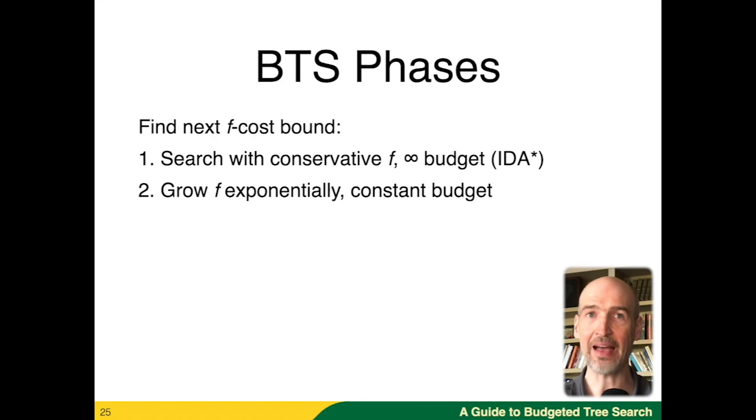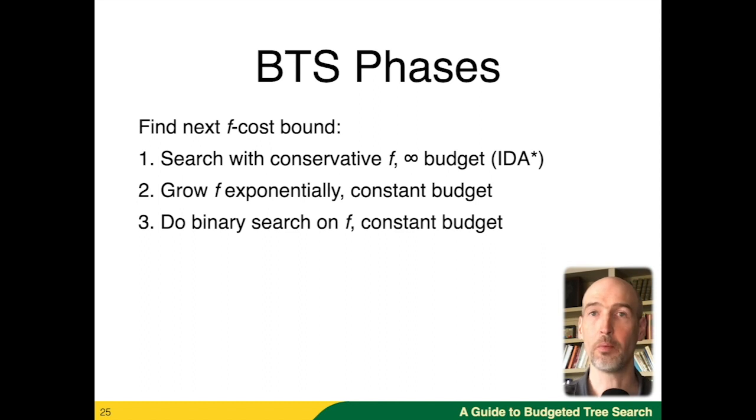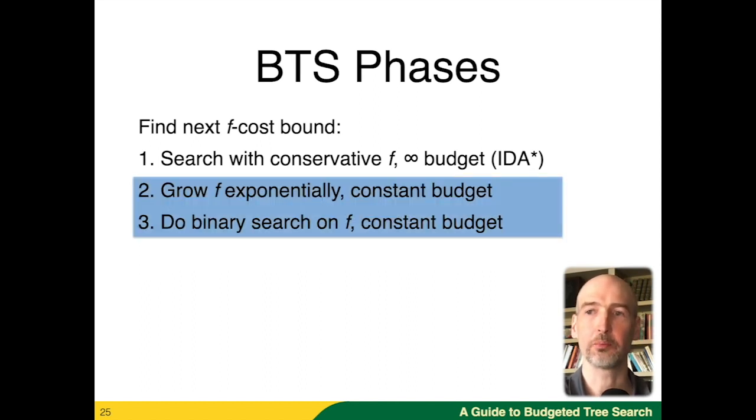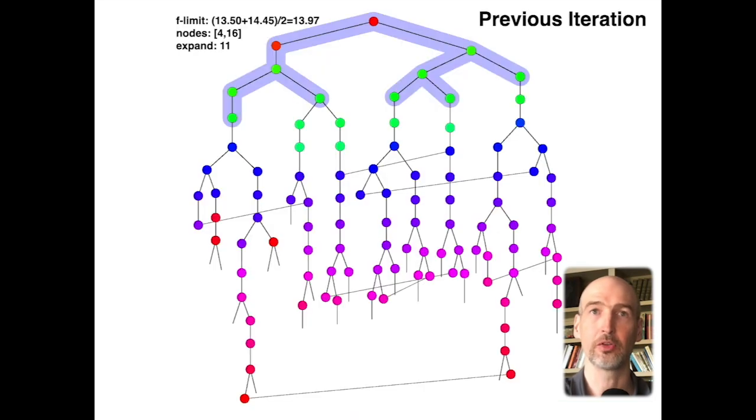However, if IDA star fails with the conservative F cost to grow the number of nodes exponentially, then we're going to start growing the F cost exponentially with a constant budget. If we grow the F cost exponentially and find an F cost that searches the number of nodes we want, then we'll be done. But if we exceed our budget, then we'll do a binary search. Okay, so let's look at how this works in practice. These are the two new steps that do not exist in IDA star. They're what we can add to IDA star to get the performance that we want.